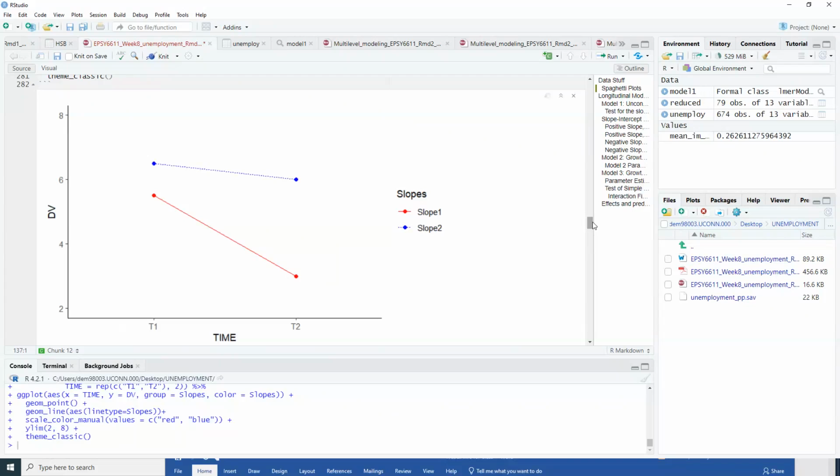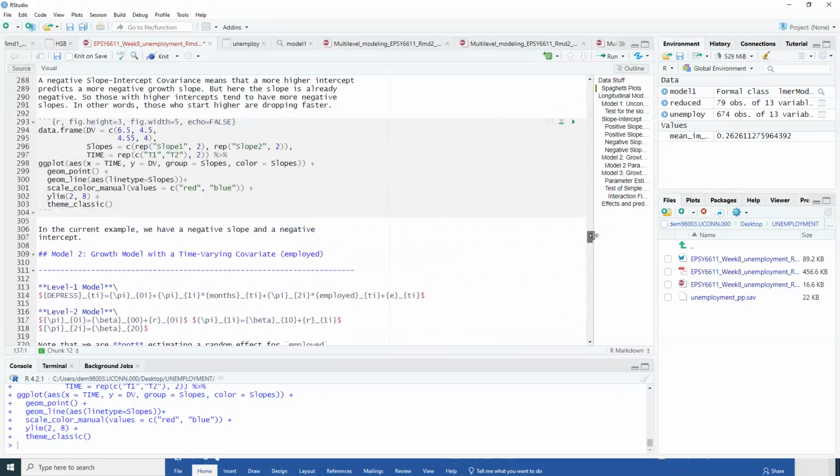So, again, if you really think about it at a deep level, it means the same thing, but for some reason, people get really tripped up by negative slopes and then thinking about the correlation between the slope and the intercept. And then finally, we have our last one here.